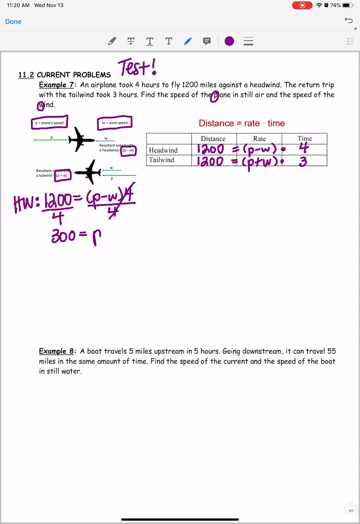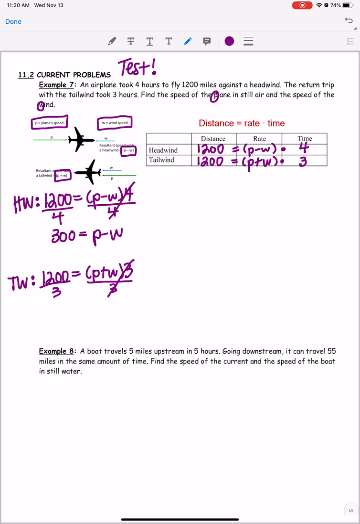And so I am left with P minus W. Let's do the same thing for my tailwind. So I have 1,200 equals P plus W times 3. Now again, it's tempting to distribute that 3, but the opposite of multiplying P and W by 3 is to divide. So I'm going to divide that over.